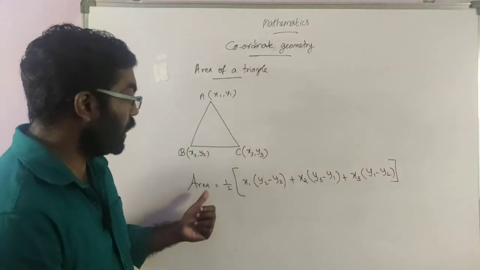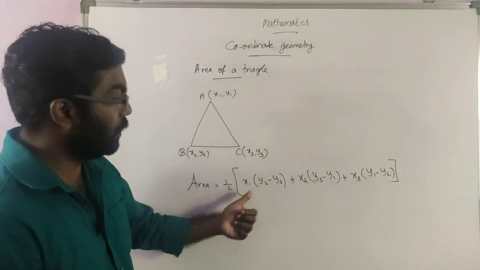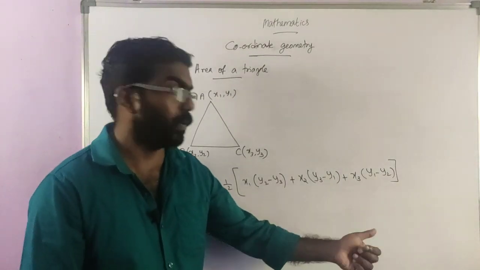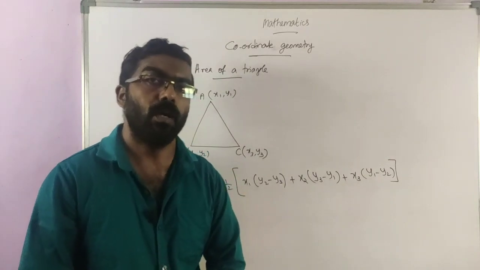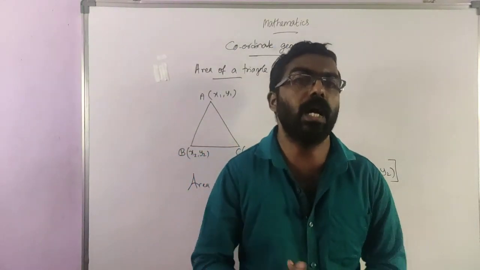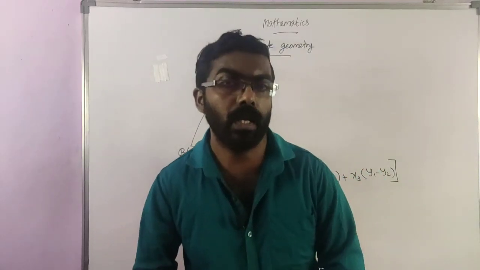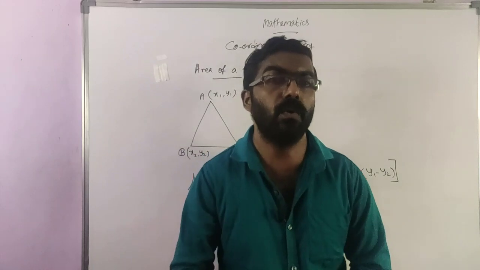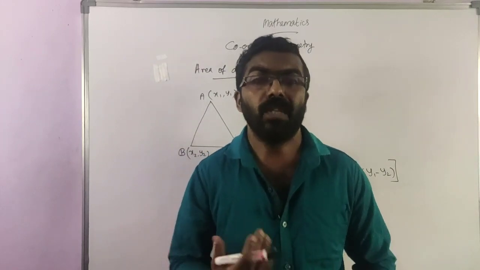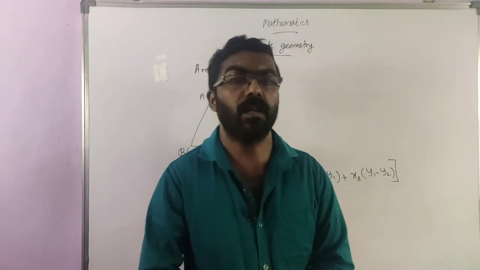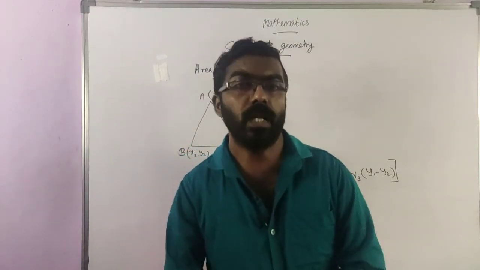I repeat, area of triangle is equal to half into x1 into (y2 - y3) plus x2 into (y3 - y1) plus x3 into (y1 - y2). And an important application is, sometimes we have to show 3 points are collinear. Okay, using the area of a triangle, we can also prove the points are collinear. If the area of the triangle formed by 3 points is 0, then we can conclude the points are collinear.